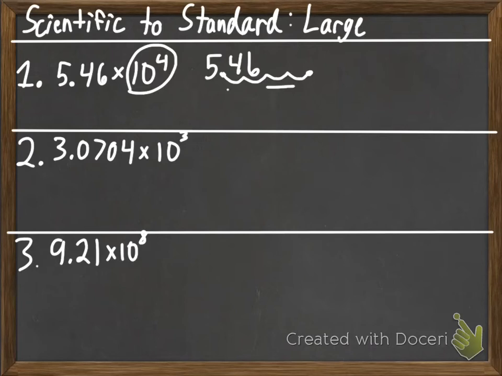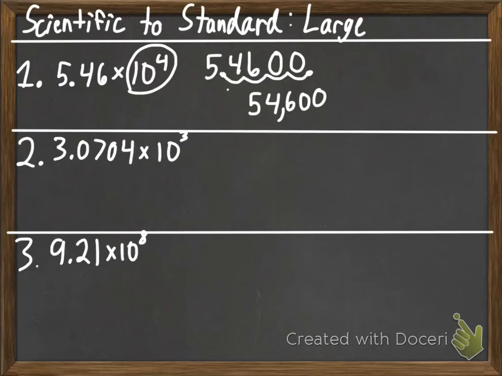Now you see we have these gaps here. Well, we need to fill in those gaps. We're going to fill those gaps in with zeros. So that's where our zeros disappeared to for the standard to scientific. So we rewrite that as 54600, and we get 54,600. Now if you were to go backwards and go from standard to scientific, you'd get this.